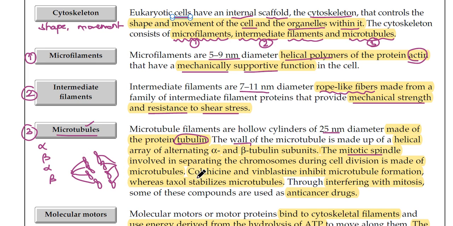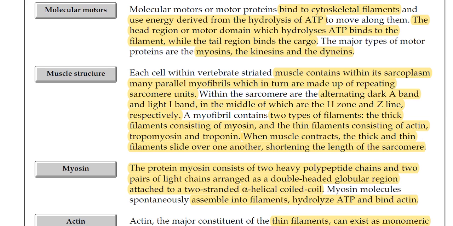There are drugs like colchicine and vinblastine that inhibit microtubule formation, whereas another drug, taxol, stabilizes the microtubule. These are very common and often asked. Since these drugs interfere with mitosis, these compounds are sometimes used as anti-cancer drugs to stop the division of cancerous cells.